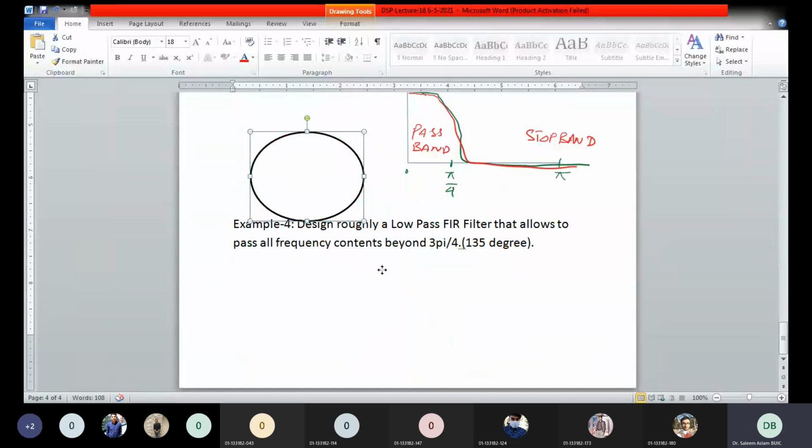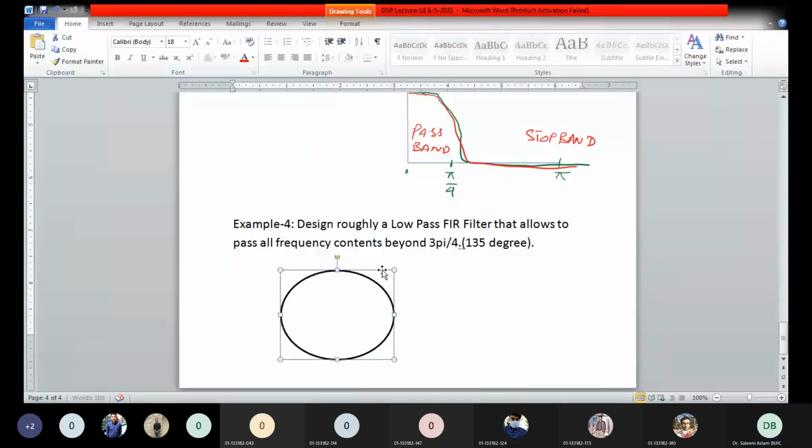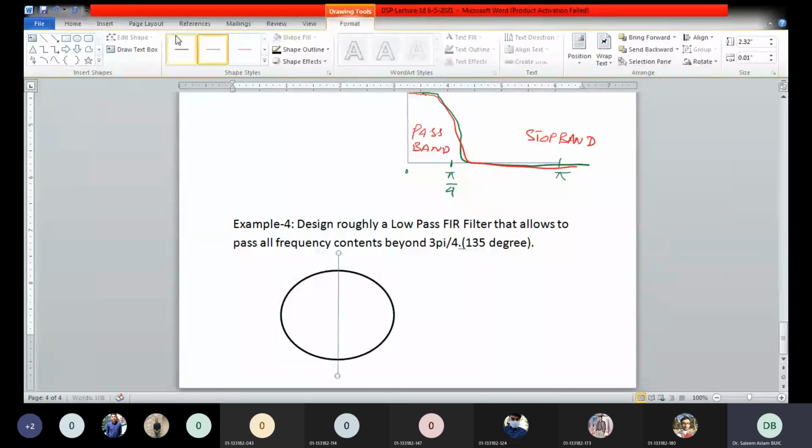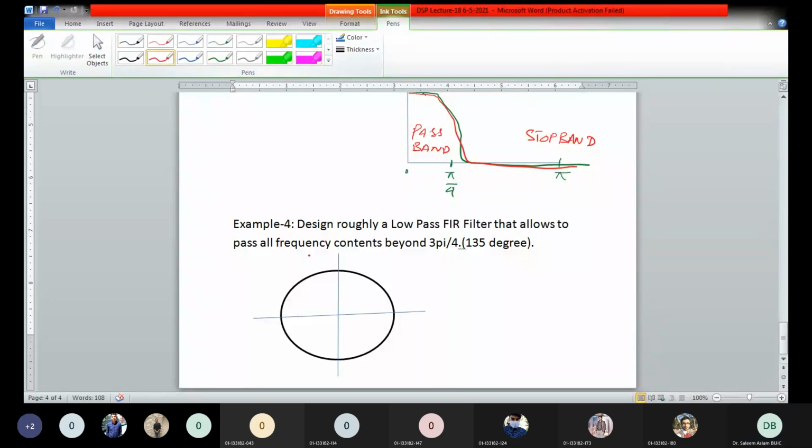So let me design this system in the Z domain first, and then we'll try to draw its magnitude response as well. What would be the value of 3 pi by 4? The value of 3 pi by 4 would be here. So all your frequency components beyond this will pass, and everything before this will be blocked.